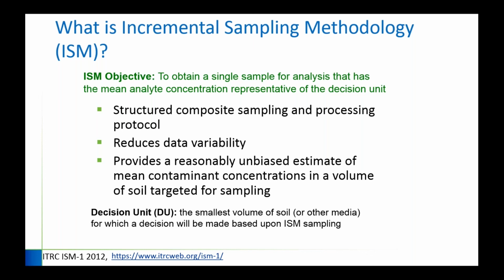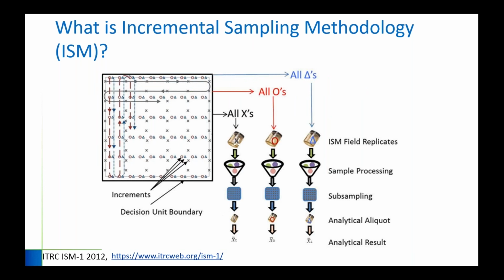But what is it? So it's a structured composite sampling and processing protocol, essentially. Ideally, it reduces data variability, and then it gives you an unbiased estimate of what the mean concentration is in a specific volume. The whole key to using ISM is establishing what these decision units are. The definition is this is the smallest volume of soil for which a decision will be made based on the data.